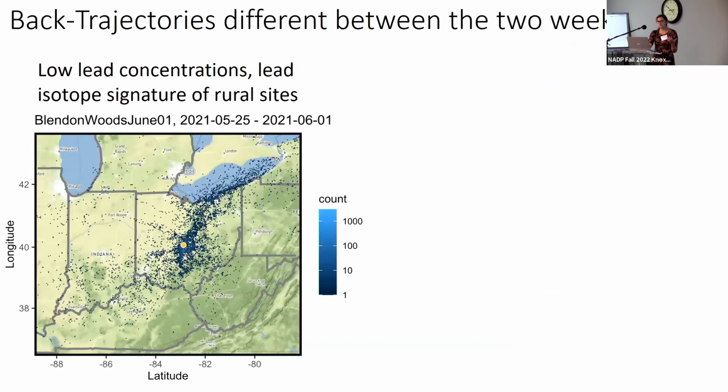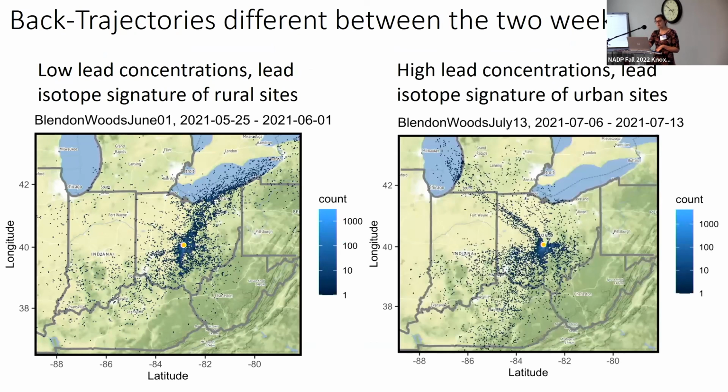So this is what this back trajectory map looks like when there were low lead concentrations and the lead isotope signature looked more like the rural sites. You can see there are a lot of air parcels coming from the northeast and generally more east of the site. And this is what the week looks like where there were very high lead concentrations and the lead isotope signature looked more like the urban site.